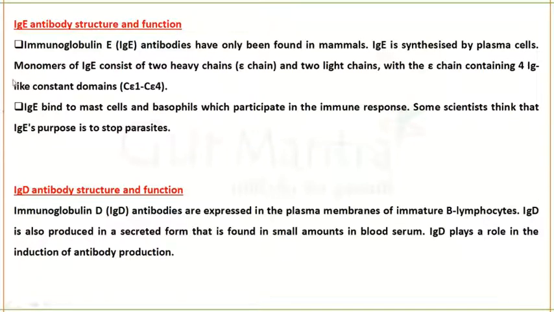Next is IgD. IgD is for delta. It is expressed in the plasma membrane of immature B lymphocytes, so it will be present in the B cells. It is also produced in a secreted form in the blood, and its function is induction of antibody production. It will induce more antibody production.